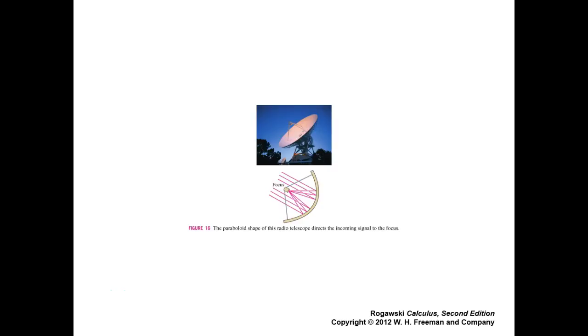Goodness gracious. Goes on and on. Polar equation for a conic section. I don't think we need this one either. If you ever do, there it is. Okay. Remember, e is eccentricity. Go back and do that.